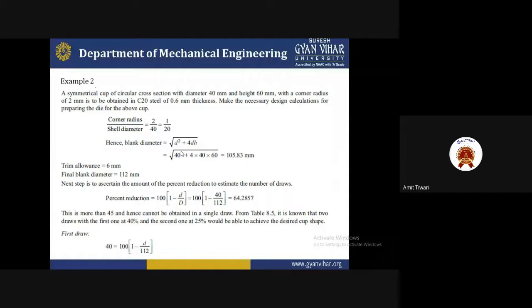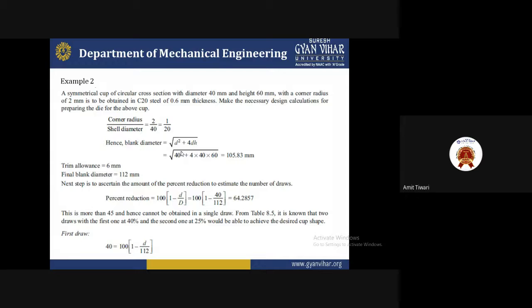So first of all we have to understand what the numerical is saying. A symmetric cup of circular cross-section with a diameter of 40 mm, a height of 60 mm, and a corner radius of 2 mm, obtained in C20 steel of 0.6 mm thickness. We have to make the necessary design calculations for preparing the die for the above cup.